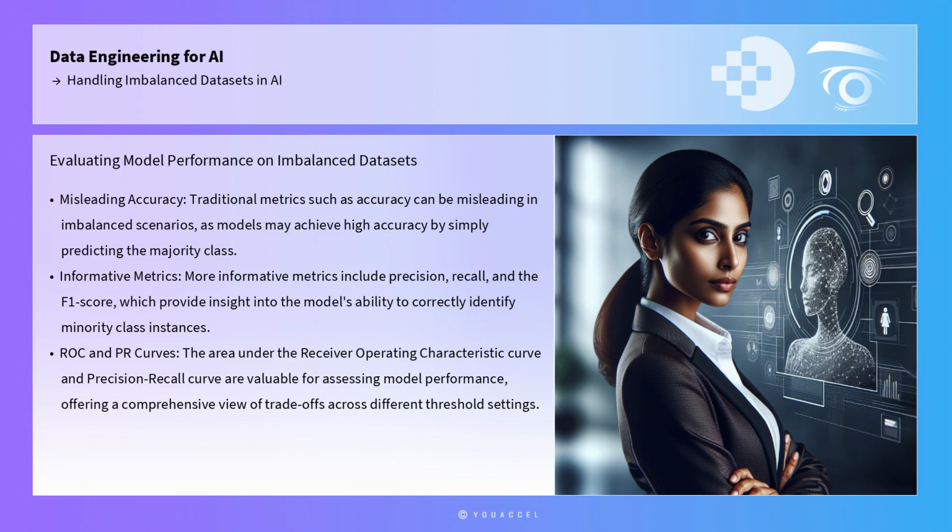The area under the receiver operating characteristic curve and precision recall curve are also valuable for assessing model performance, offering a comprehensive view of the trade-offs between true positive rates and false positive rates across different threshold settings.